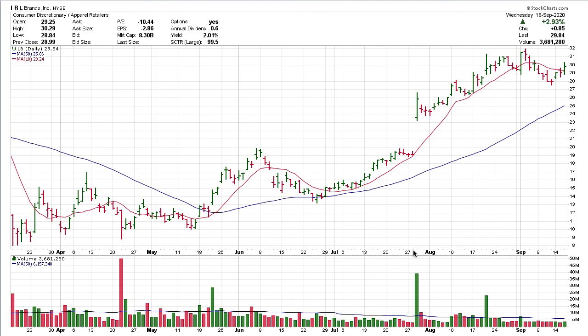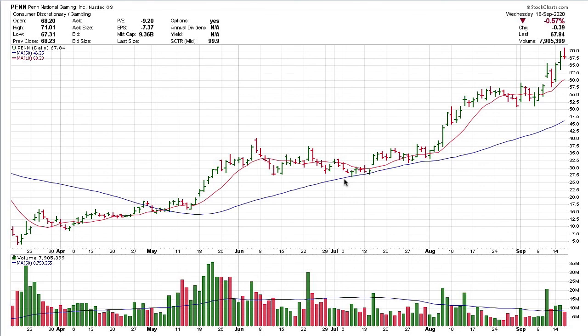Here's L Brands, which I think would be LL Bean, I'm pretty sure. But anyway, you can see it had a gap up buy signal. It's held the gap, kind of messing around here, but it has been strong.